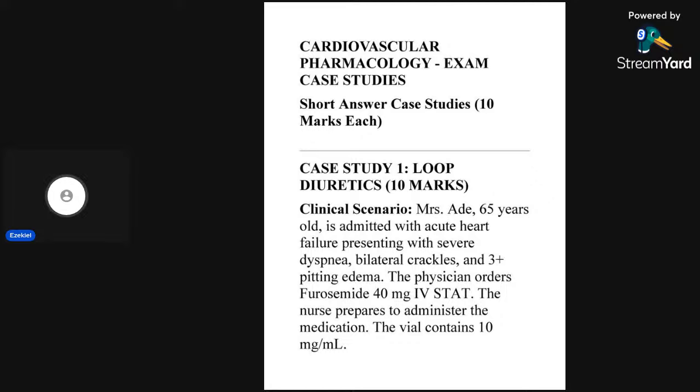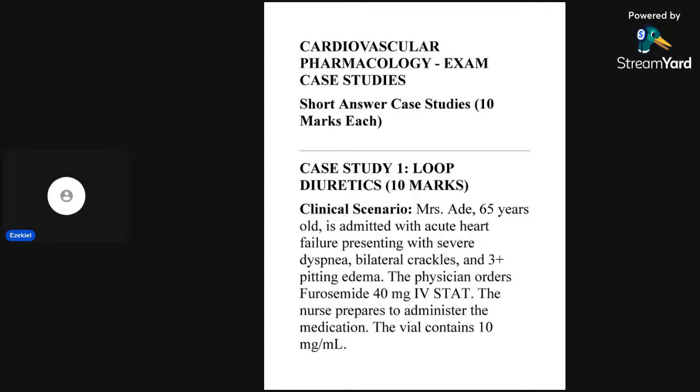Who can tell me what a dyspnea is? Please do not search ChatGPT on your phone. Just type what you know, and then I'll see how accurate it is. Presented with severe dyspnea, bilateral crackles, and triple pitting edema. So if you know what a dyspnea is, you can drop it in the comment section. And I'll see. Okay, difficulty in breathing. So thank you very much.